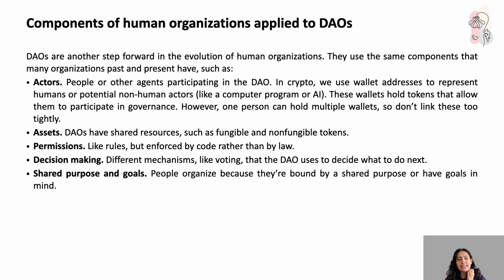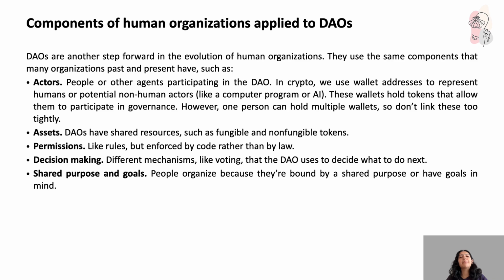Then coming to your assets. DAOs have shared resources such as fungible and non-fungible tokens. Permissions are like rules, but they're enforced by code and not by law. Decision making involves different mechanisms, like voting, that the DAO uses to decide what to do next. Shared purpose and goals: people organize because they're bound by a shared purpose or have goals in mind.